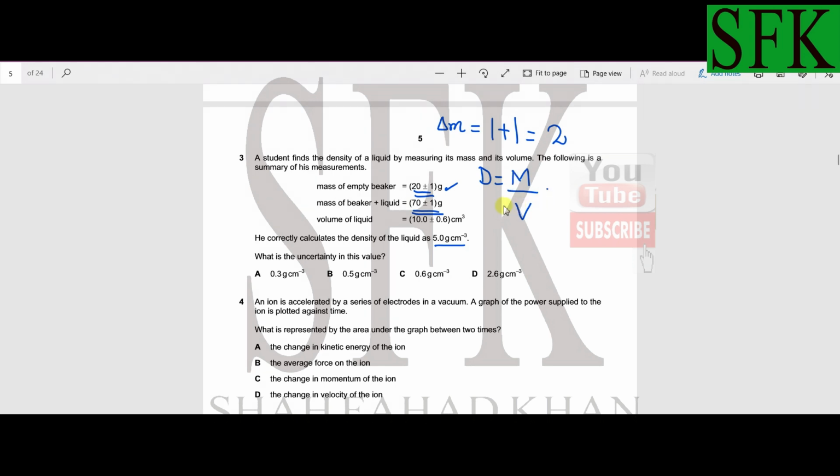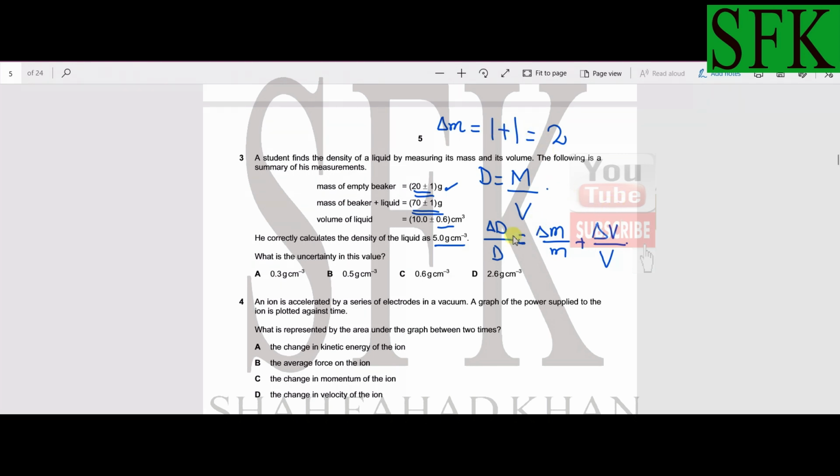How about finding the absolute uncertainty of volume? It is given over here. Now all we need to do is find the fractional uncertainty in density. Whenever two quantities are being divided or multiplied, their fractional uncertainties get added up. We know this from our theory. So the fractional uncertainty of density must equal the fractional uncertainty of the mass, which is the uncertainty of mass divided by the measured value of mass, plus the uncertainty of volume divided by the measured value of volume. This is the fractional uncertainty in volume.